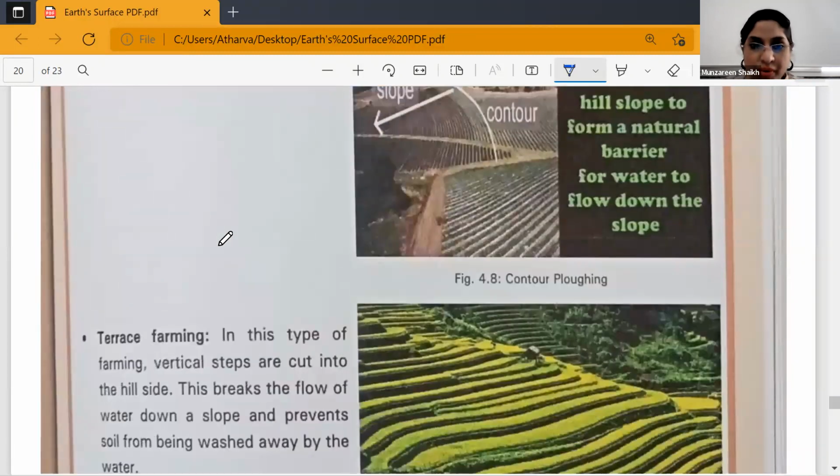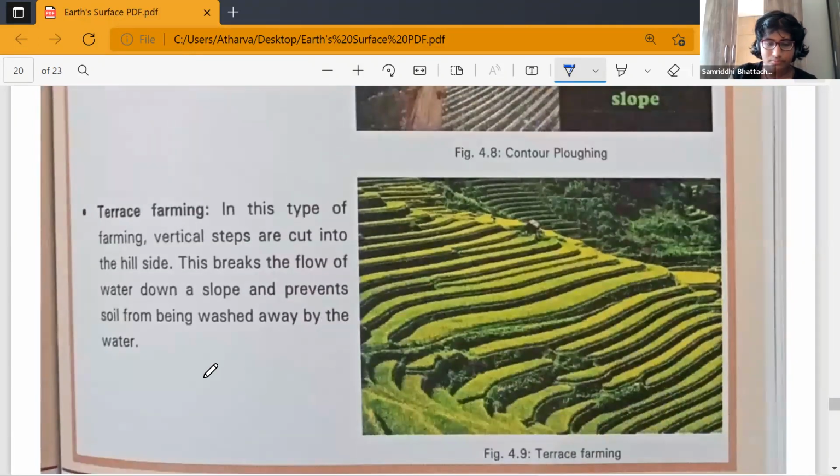After that, the next method for soil conservation was terrace farming. You remember we discussed this in the previous class and then we stopped since it was time out. What did we learn from terrace farming? In terrace farming, vertical steps are cut into the hillside. It breaks the flow of water down the slopes and prevents soil from being washed away by the water. So see, can you see there's a picture given?